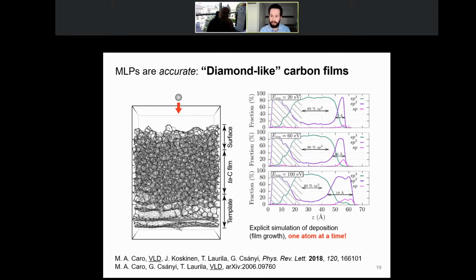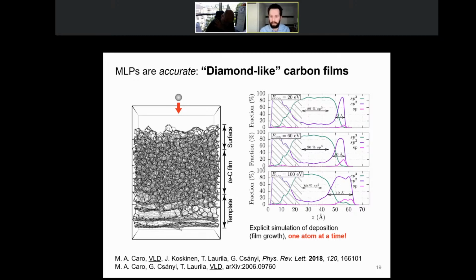So the quantity to look at is the count of sp3 atoms, or fourfold bonded atoms, in the center of the slab. And these cuts here are basically done along the slab. So at the bottom we have the template, which is graphite-like. This is the shaded area. And then we have the center of the slab where the atoms are really tetrahedral-like. So they're reaching up to 90% sp3 count. This was something that was impossible to achieve with simpler empirical potentials.